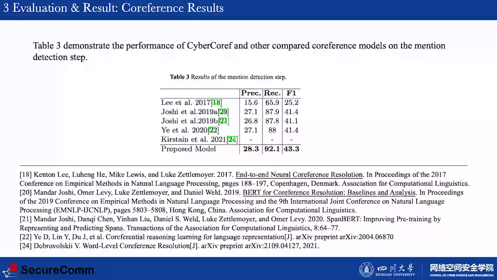In terms of mention detection, as shown in the table, our proposed model also achieves the best results for mention detection by increasing both recall and precision rates.